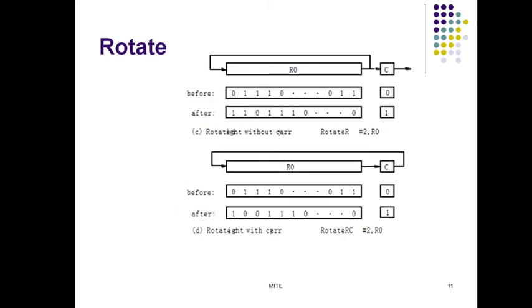Next we shall see rotate right without carry. Just see the arrow marks here. Whatever bits are going out of R0 will be returned back to the other end of R0. Let us take the same example. Initially C will be containing 0, and we have the contents of R0 as 0 111 dash dash dash 011. If I shift right by 2 bits, what will happen?